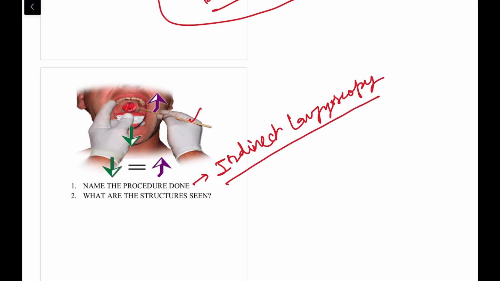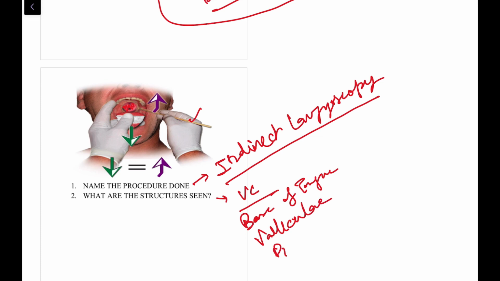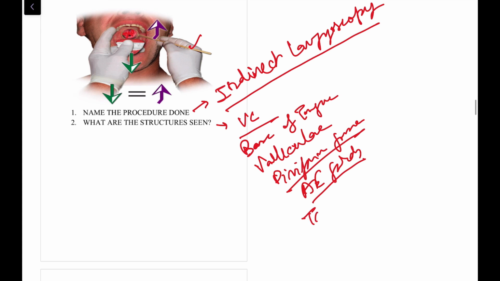So what are the structures seen here? You can see the vocal cords here, but other structures that you can see are the base of the tongue, the valleculae, the pyriform fossae, the aryepiglottic folds, and very rarely you may be able to see a few of the tracheal rings as well, although rarely.